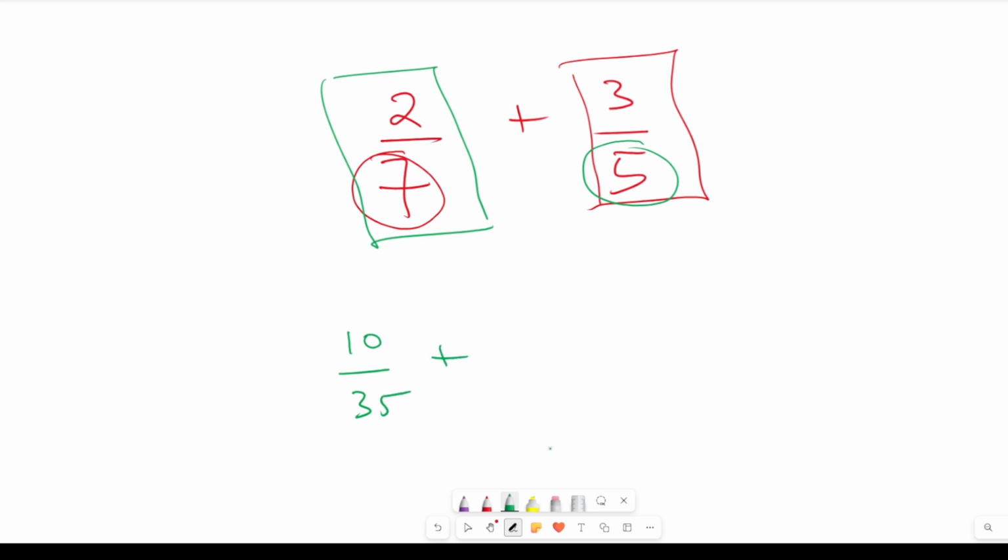Now let me make the red team 21/35. So now we have 35 equivalent fractions of each of them, carry the 35 over, and then do the operations at the top. So 31. So we have 31 over 35. Okay. And that is it. That is how we use equivalent fractions to solve problems like this.